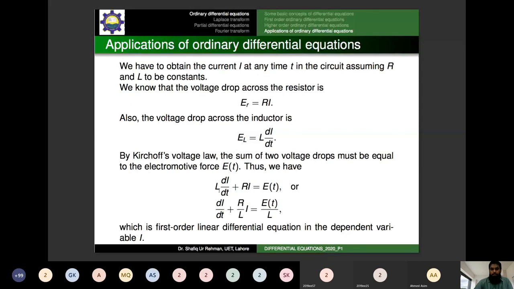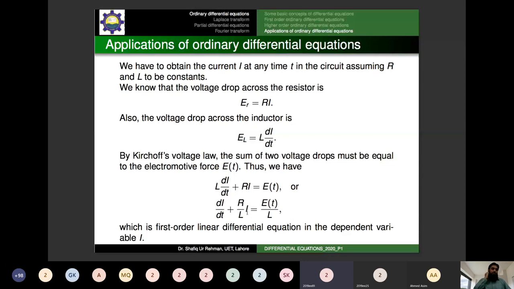So this could also be written as, since L and R are assumed to be constants, we can divide this whole expression by capital L. So capital R upon L times I is equal to capital E upon L. So finally, we will have a differential equation in the case of the RL circuit. If you carefully look into this one, it is known as a first order linear differential equation in the dependent variable capital I, and R and L are constants. So it's a linear differential equation in the dependent variable capital I.